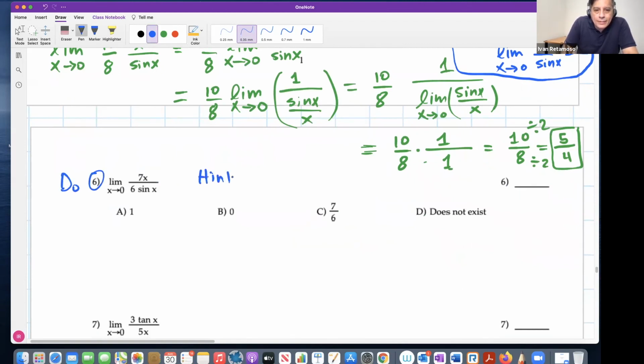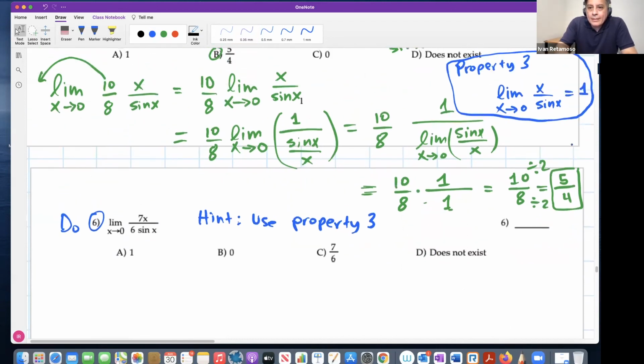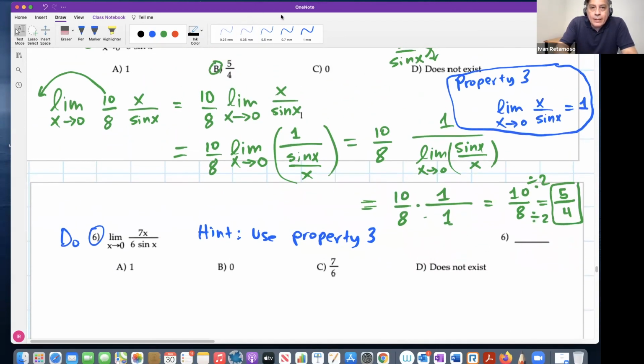Hint, use property 3. You know, when we have good tools, it's easier, right? Easier. Now, figure this out immediately, basically. We're saying that property 3 says that the limit of x over sine of x as x approaches 0 is also 1. It's also 1, right?